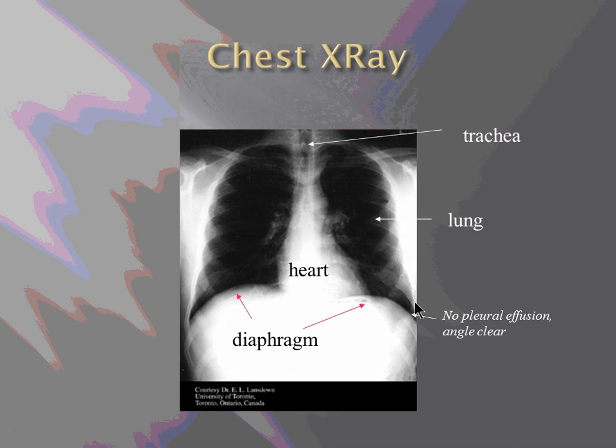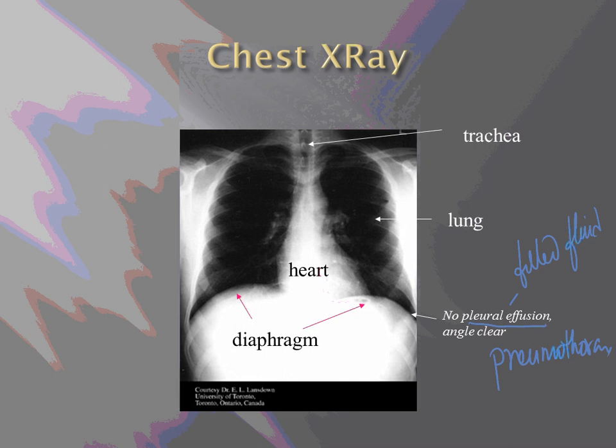And notice these areas here are very, very clear. That's because there's no pleural effusion. This angle is very clear. When the pleural cavity gets filled with fluid, it's called pleural effusion. If it gets filled with air, we call it pneumothorax. Pleural effusion is when the pleural cavity is filled with more fluid than normal.